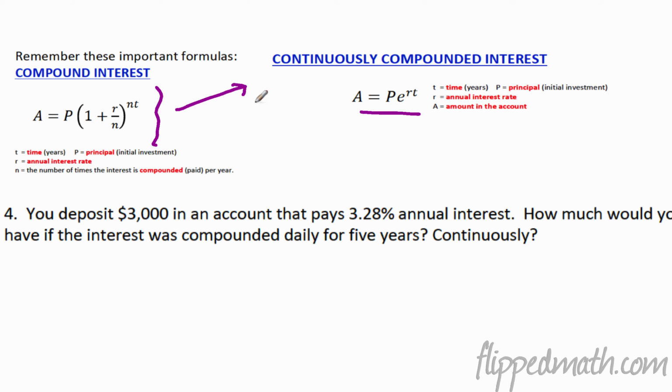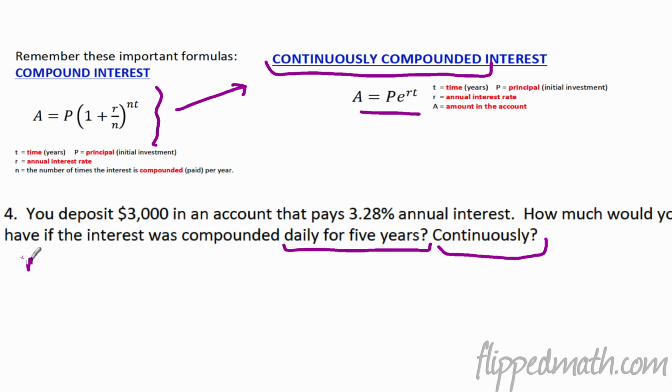Basically what you have to identify in these types of problems is, first, what type of interest are you doing? Are you doing it several distinct times throughout the year or over a month or something like that, or is it compounded continuously? It'll have to tell you that, and we're going to give you these formulas. So here we go. If you deposit $3,000 in an account that pays 3.28% annual interest, how much would you have if the interest was compounded daily for 5 years, or continuously? So we're going to use two different formulas to do this one. First we'll do the daily for 5 years.